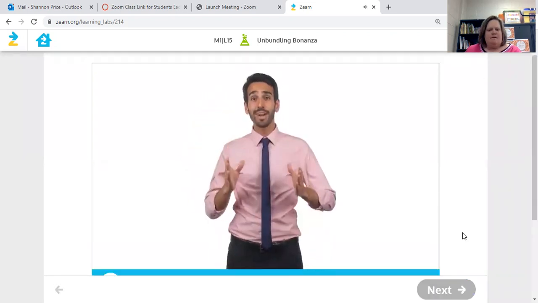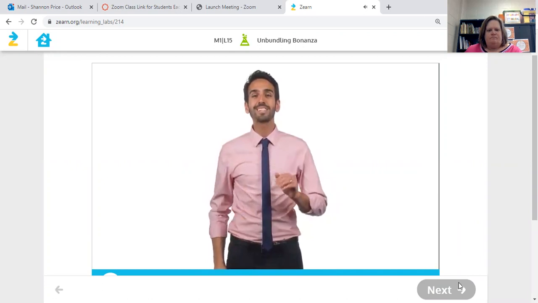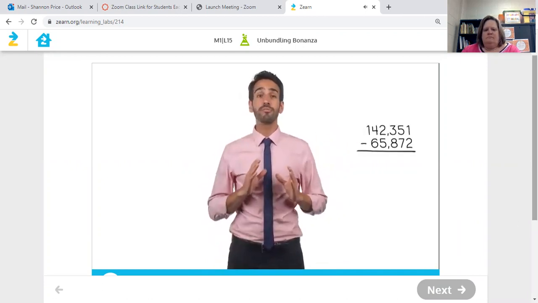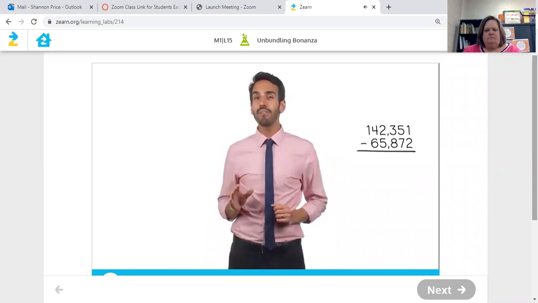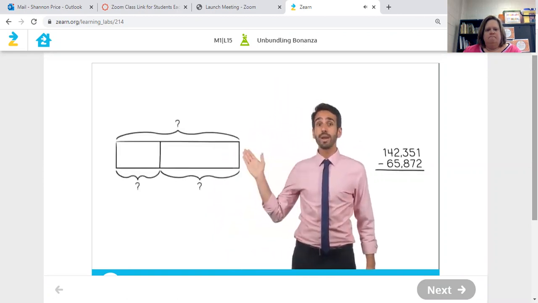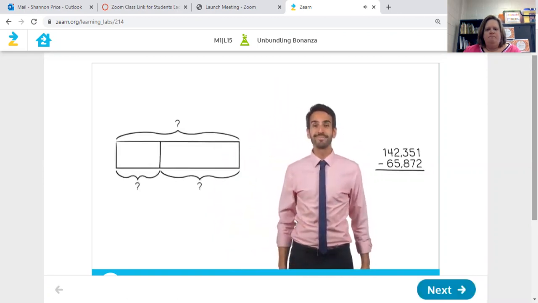Hi there. Are you ready to subtract with me today? Let's start with this one. 142,351 minus 65,872. Start by labeling a tape diagram to represent this problem.